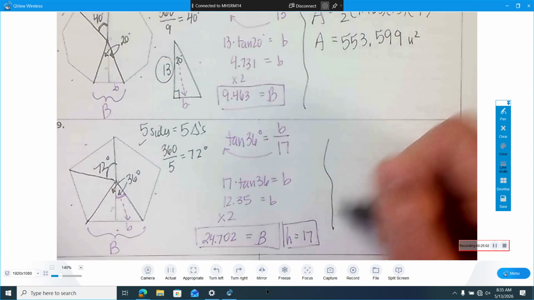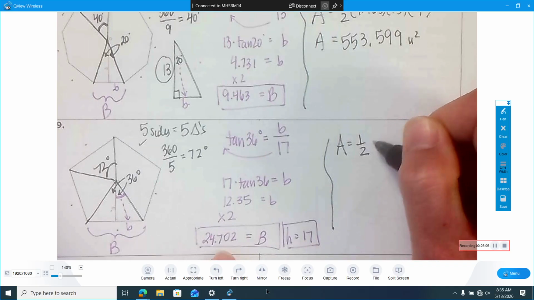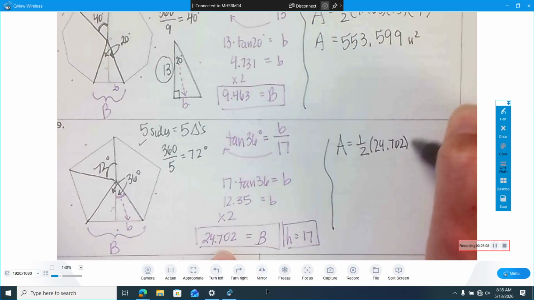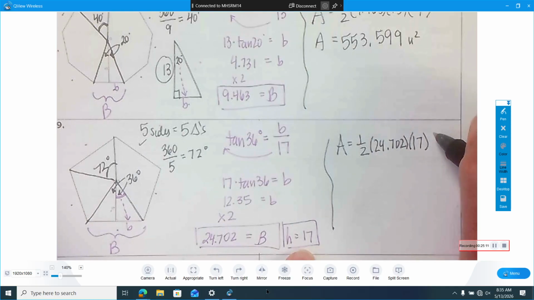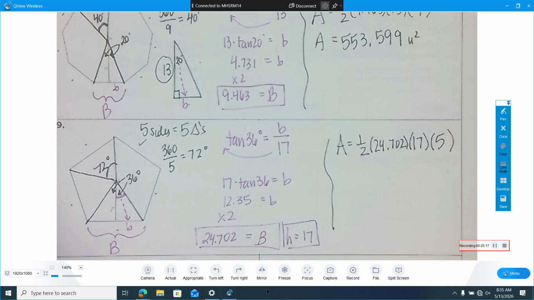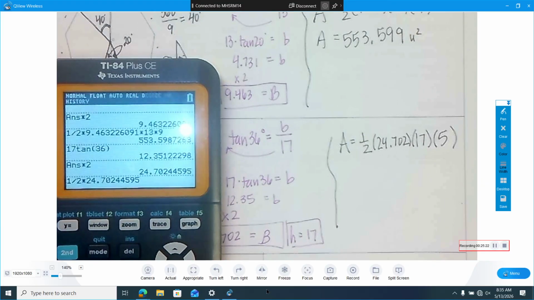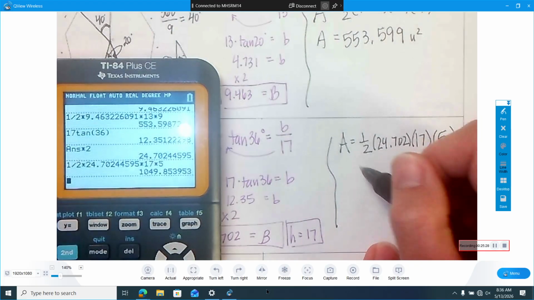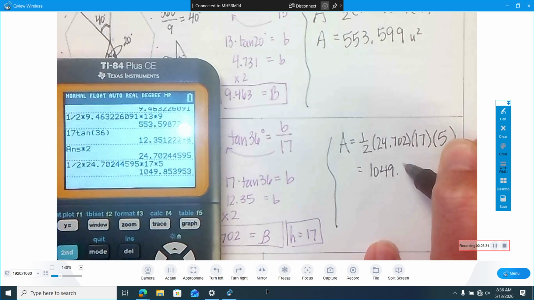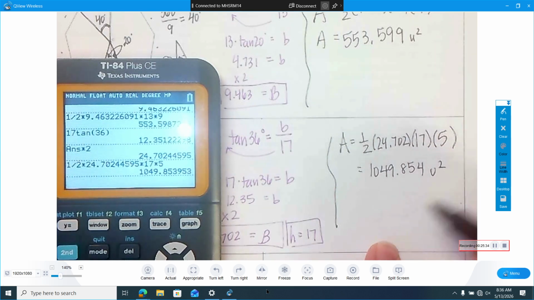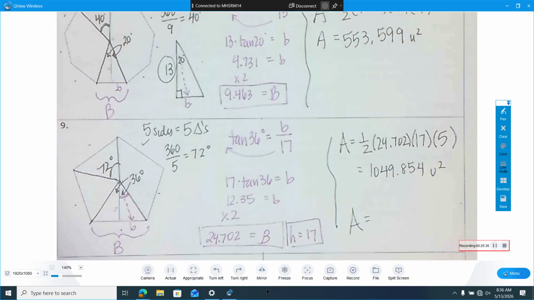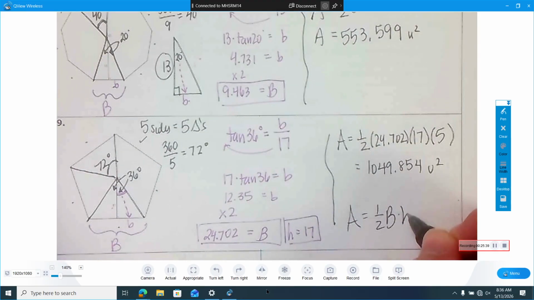The area is 1/2 big base times our height times the number of triangles, which is just 5. So 1/2 times my 24 times the 17 height and the triangle's 5. So 1049.854. All right. Area is 1/2 big base times height times the number of triangles.